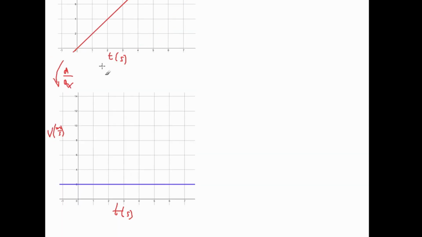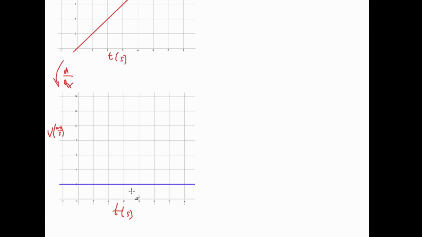And this, its x, is also t in seconds. But the y-axis is its velocity in meters per second, because it's a derivative of this graph. It's how this graph is changing. How your position changes is velocity.